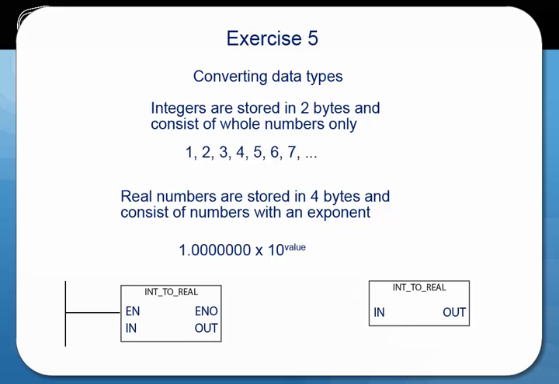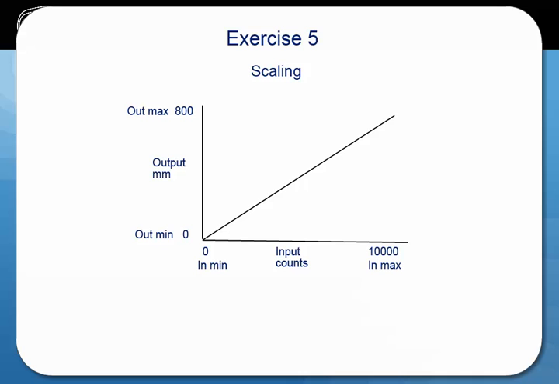Here is an example of an integer to real function block. We need to convert a range of numbers to another range. For example, 0 to 10,000 counts represents the values of 0 to 800 millimeters of the process. Rather than displaying a percentage on the operator screen, we may want to display the values of the process. We could write a program to perform this, or we could use the scaling function provided.